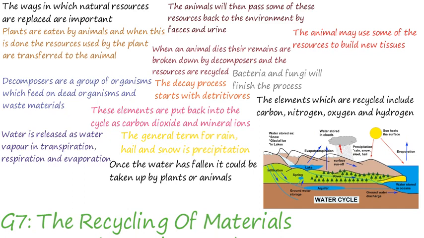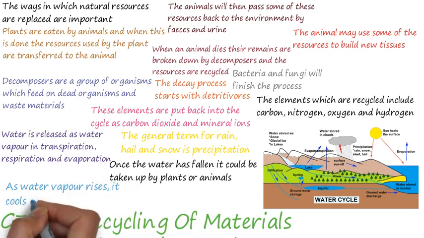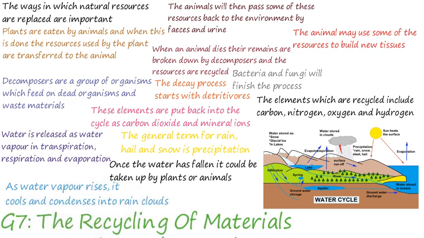Water vapour is also formed when the sun heats the rivers or oceans enough that evaporation occurs. As water vapour rises, it cools and condenses into rain clouds. The cycle will then start once again.